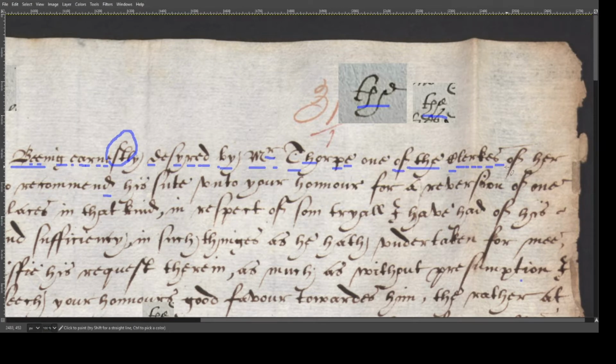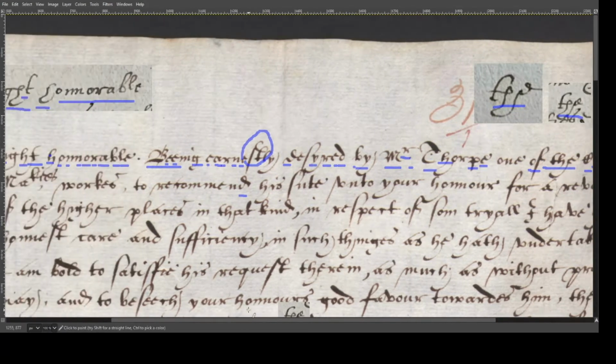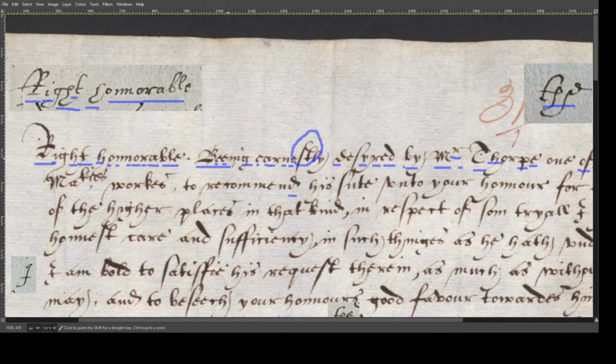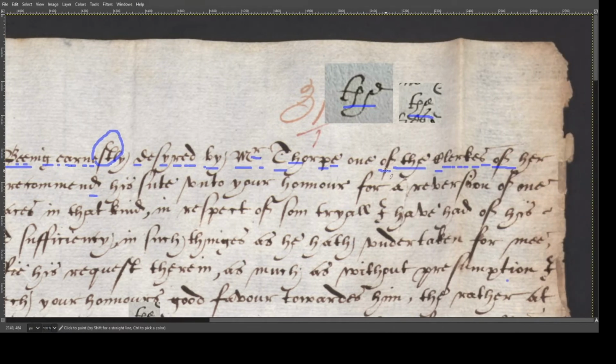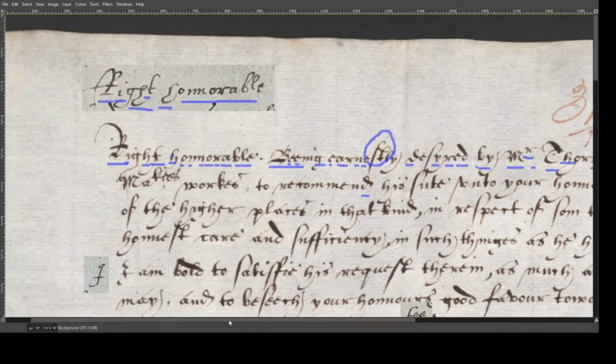These two ofs look pretty similar. And that's her, H-E-R. So to read the whole thing, it's right honorable, period, being earnestly desired by Mr. Thorpe, one of the clerks of her. Okay, so that's the first line.